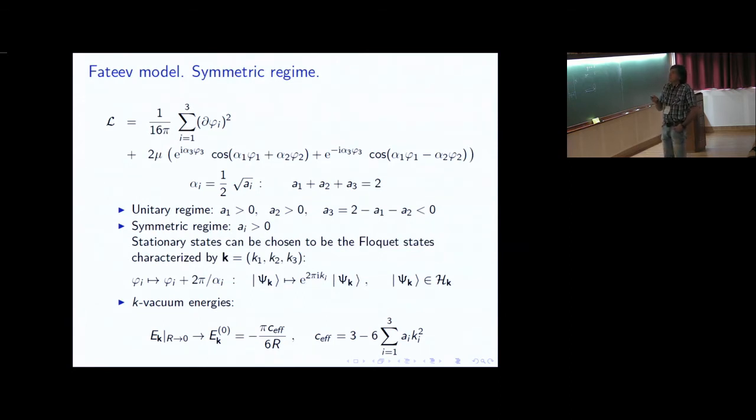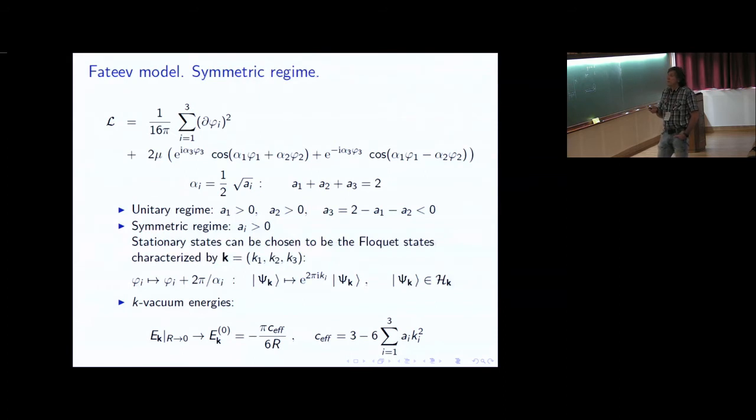And if you take a closer look at this formula, then you immediately recognize that when A3 equals 0, or alpha, related to the square root of A, equals 0, then you end up with the integrable Bukhvostov-Lipatov theory. This is why this model is related. If A2 is negative and A3 is negative, then alpha 3 is purely imaginary, then the potential is real. I call this regime the unitary regime.